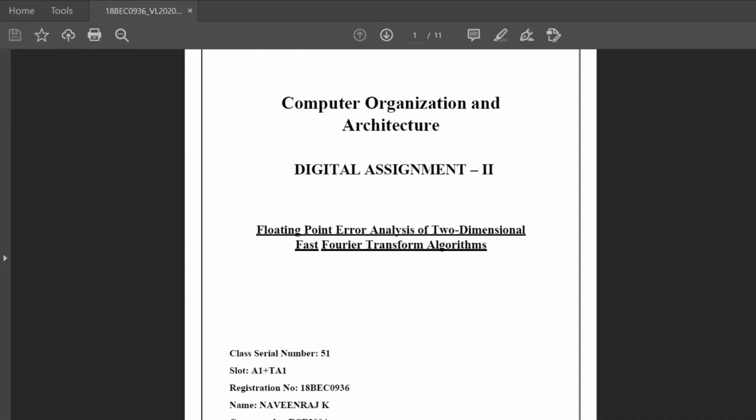Hello, guys. I am Naveenraj, and today I'm going to talk about a review of a research paper, the floating point error analysis of two-dimensional fast Fourier transform algorithms. And this review was also guided by Dr. Dhanabal R for the subject Computer Organization and Architecture.